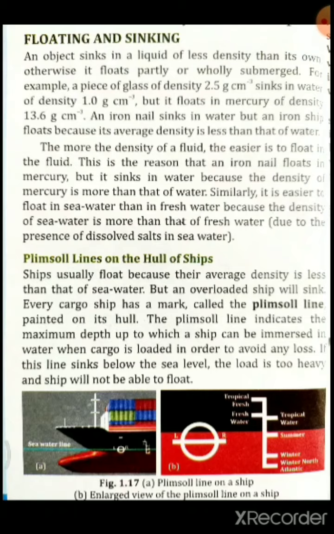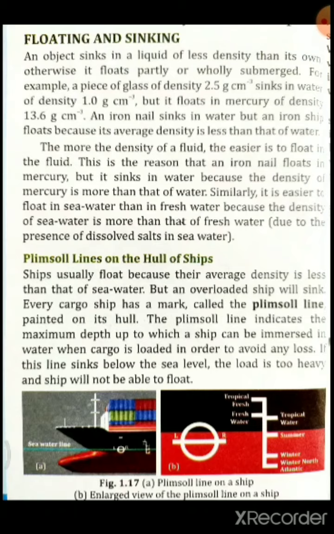For example, a piece of glass of density 2.5 gram per centimeter cube sinks in water of density 1.0 gram per centimeter cube. Obviously, this will happen because the density of water is 1.0 gram per centimeter cube, and the glass density is 2.5 gram per centimeter cube. But it floats in mercury of density 13.6 gram per centimeter cube. That same glass will float in mercury because mercury is denser than glass. An iron nail sinks in water, but an iron sheet floats because its average density is less than that of water, and it is made like that only.